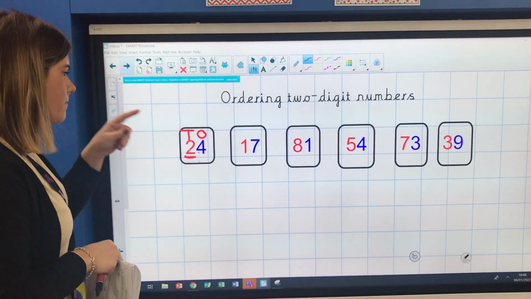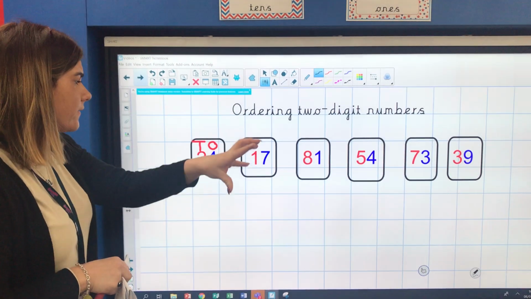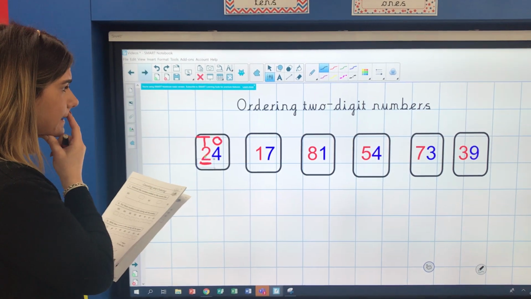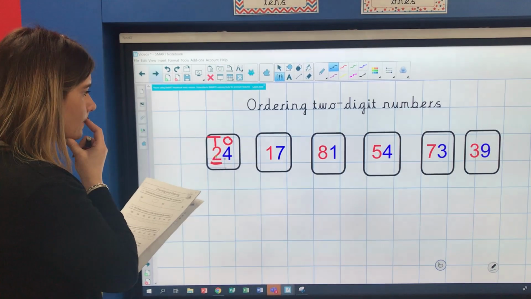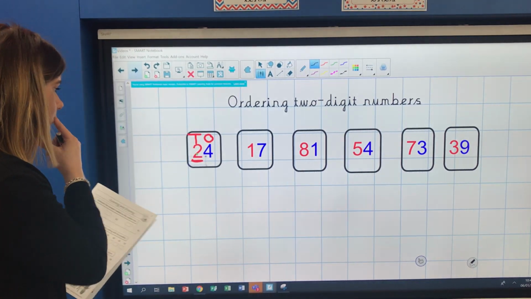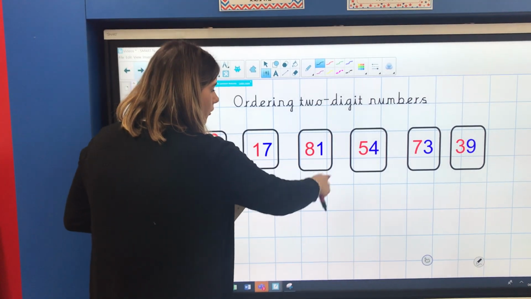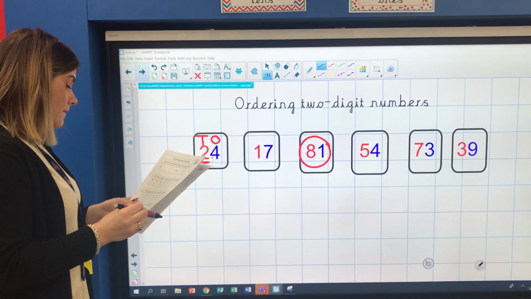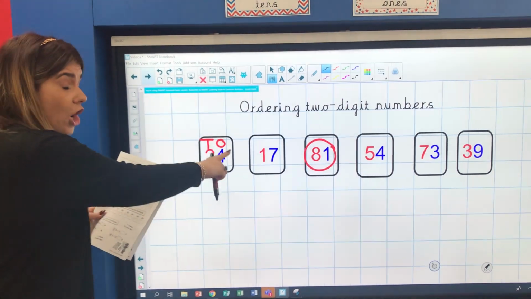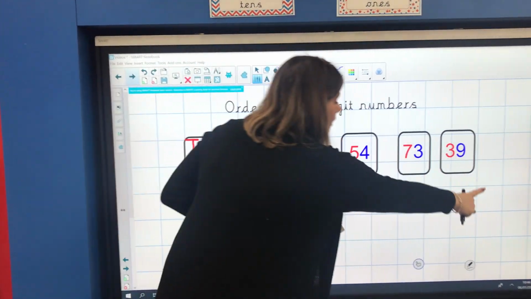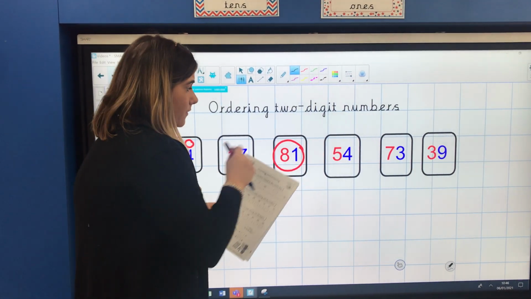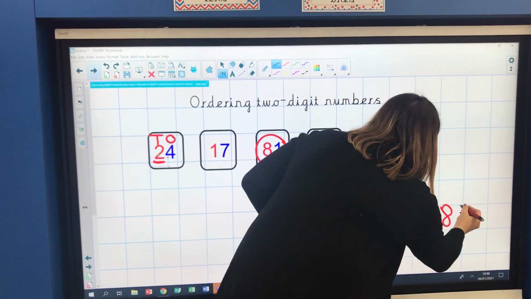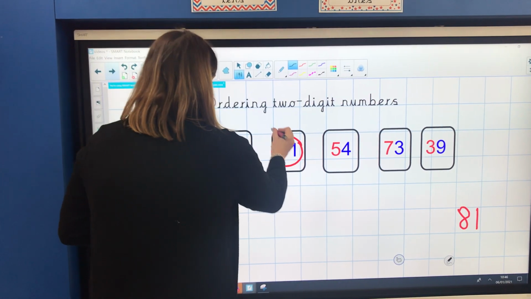So which of those numbers has got the greatest amount of tens? Have a think with your grown-up. You should have said 81 has got the greatest amount of tens. So therefore, that would be our largest number, and it would go at the end of our row. If we're ordering the numbers, that would be the largest number. So we put 81 over here. I started with the largest there. Okay.